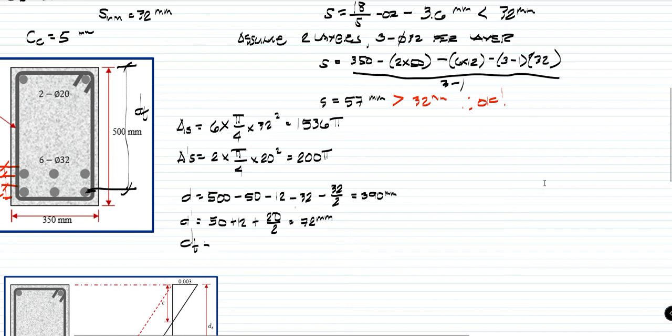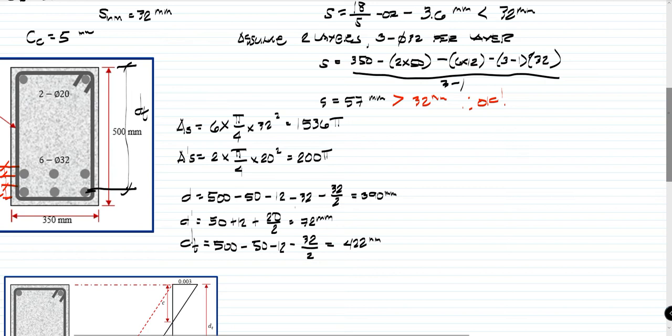Since that is our DT, we just have to deduct. The 500 height, we subtract 50, subtract 12, and subtract only half of the bar diameter, which is 32/2. And this will give us a value of 422 mm.